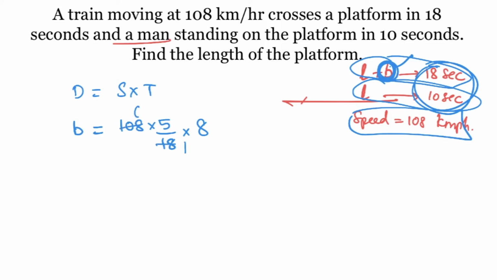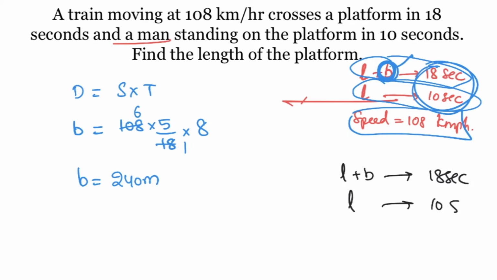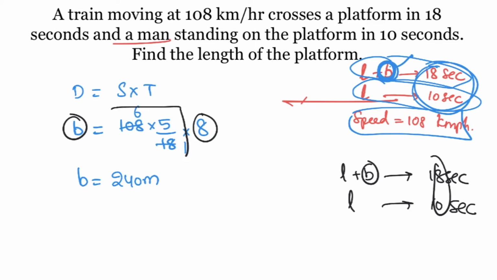18 once, 18 6 times. So length of platform is 240 meters. The train crossed itself and the length of the platform in 18 seconds. The train crossed itself in 10 seconds. So the extra distance covered is the length of the platform. Extra time taken is 8 seconds, and speed of train is 108 into 5 by 18 meters per second. So the answer is 240 meters.